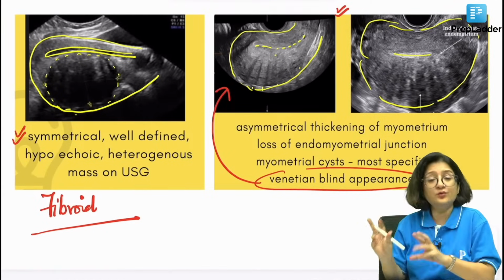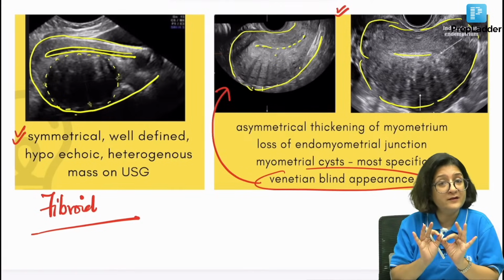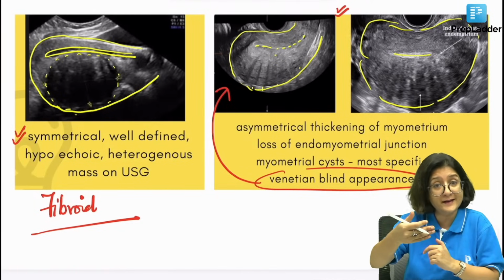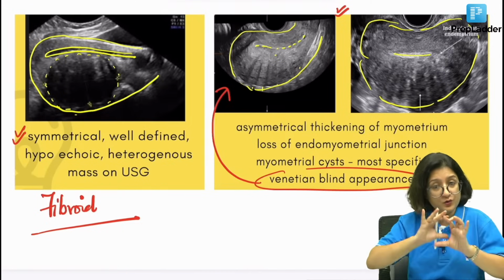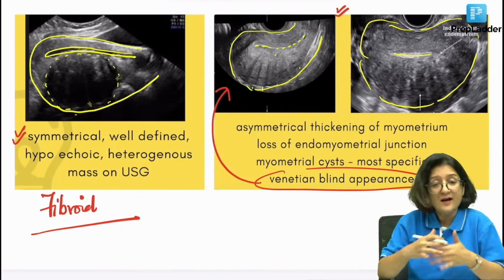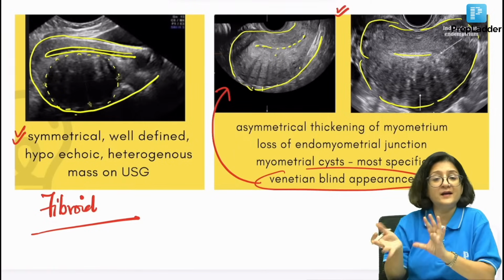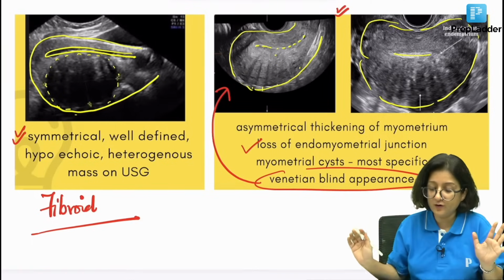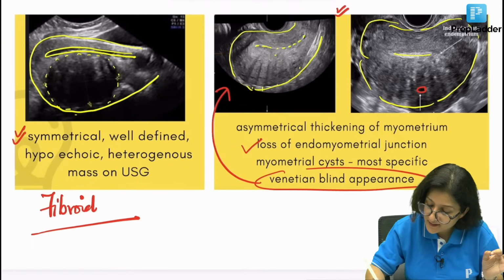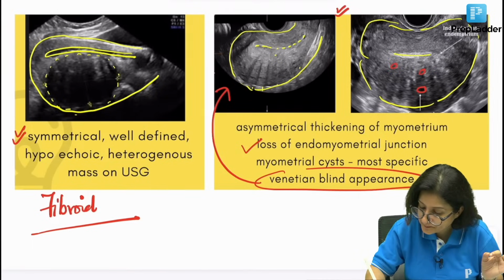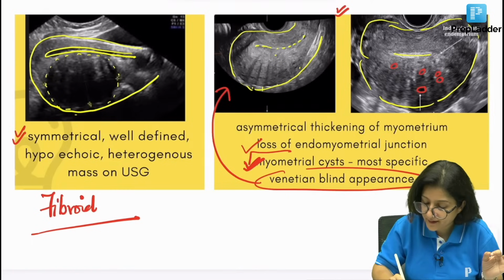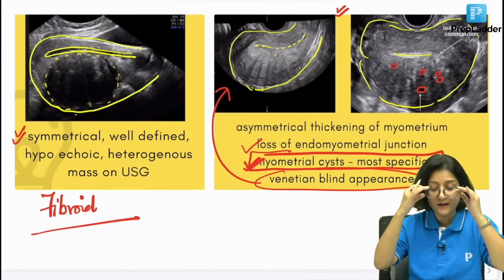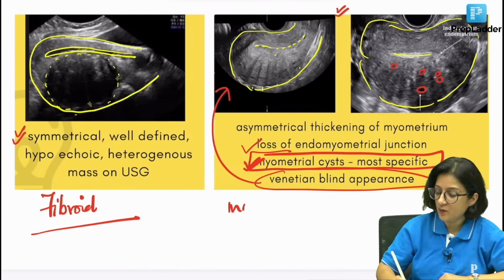I had shown you the images of endometrium and myometrium when we saw the ultrasound images of endometrial lining. You could see the endometrium and the myometrium separately. Here, where the endometrium ends and the myometrium begins, the clear-cut definition has been lost. So, loss of the endomyometrial junction. Sometimes you can see these myometrial cysts. They are most specific. Myometrial cysts, indiscriminate endometrium, right? Sometimes we can also see a moth-eaten appearance.